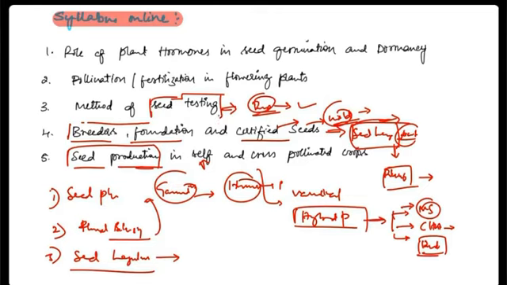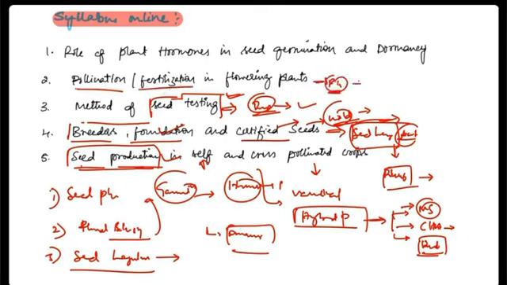If I analyze the papers of all three years, 2020, 21 and 22, most of the questions were from seed testing, then seed legislation, and lastly seed production. And there were one or two questions from dormancy. That doesn't mean they will follow the same pattern next year. Next year, they might ask questions from pollination, fertilization, floral biology, or any questions from seed physiology. So I will try to cover all the things in a very simple and concise way.